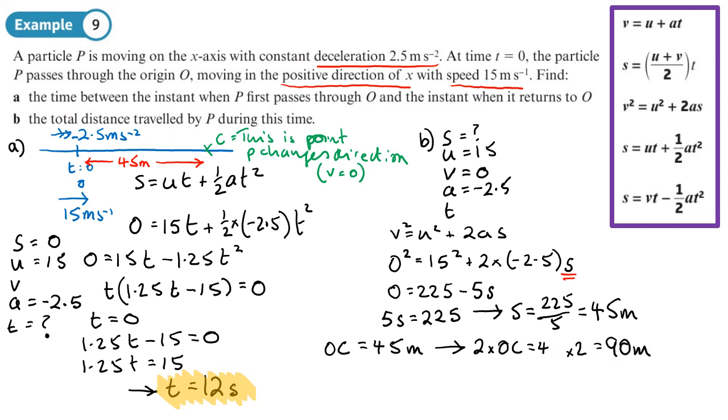Now that is the total distance that's been travelled during this time. So the total distance is 90 meters. I'll just highlight that before moving on. Total distance is 90 meters. So you should now be able to do exercise 9D on pages 145 to 146.